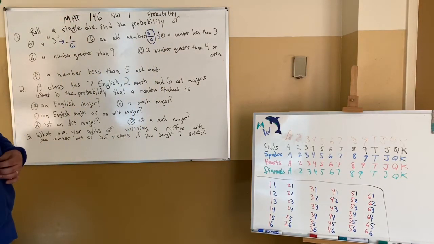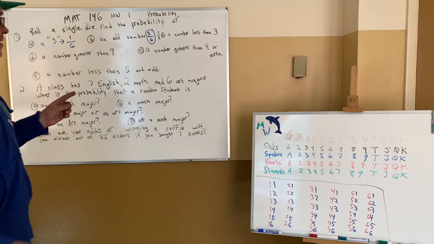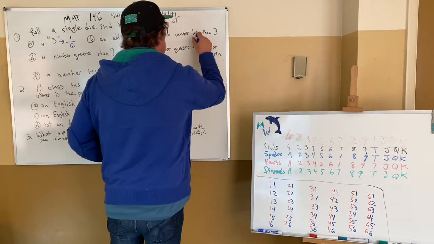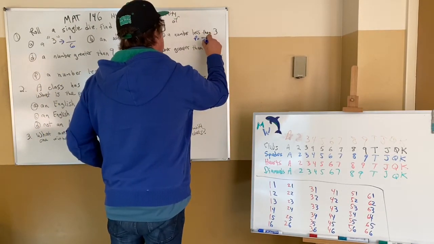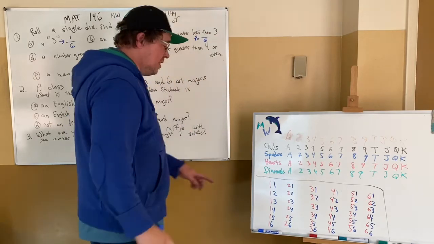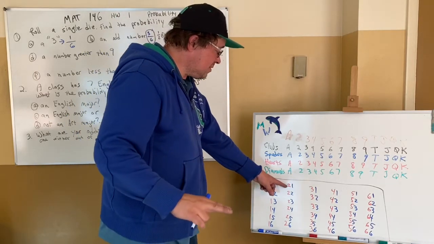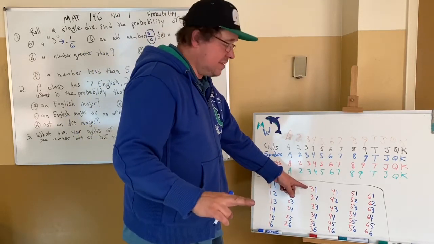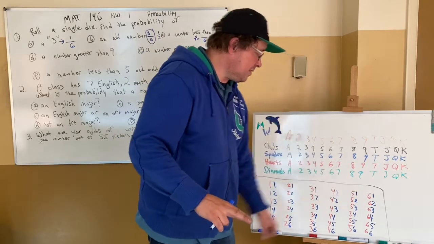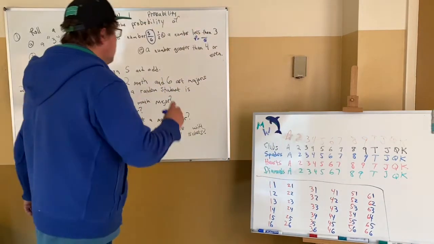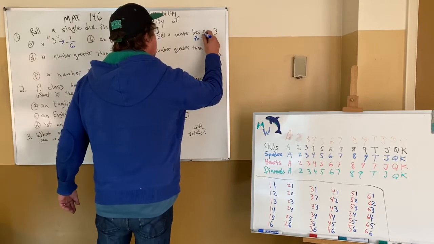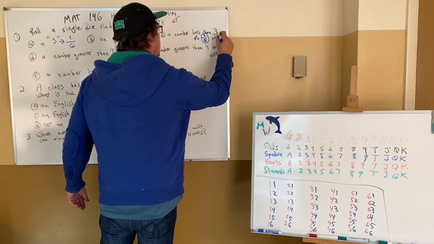A number less than 3. We have 6 possible numbers. How many of them are less than 3? The 1 is less than 3, the 2 is less than 3. 3 is a tie with 3, it is not less than 3, nor is 4, 5, or 6 less than 3. We have 2 of the 6 numbers are less than 3. Acceptable is 2 over 6, or 1/3.